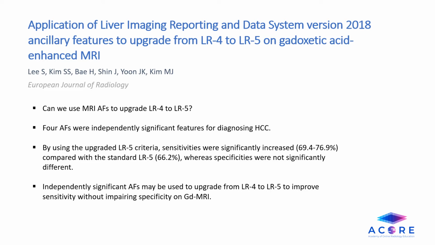Four ancillary features were independently significant features for diagnosing HCC. These are mild to moderate T2 hyperintensity, hepatobiliary phase hypointensity, non-enhancing capsule, and mosaic architecture. By using the upgraded LI-RADS 5 criteria, sensitivities were significantly increased compared with the standard LI-RADS category, whereas the specificities were not significantly different.